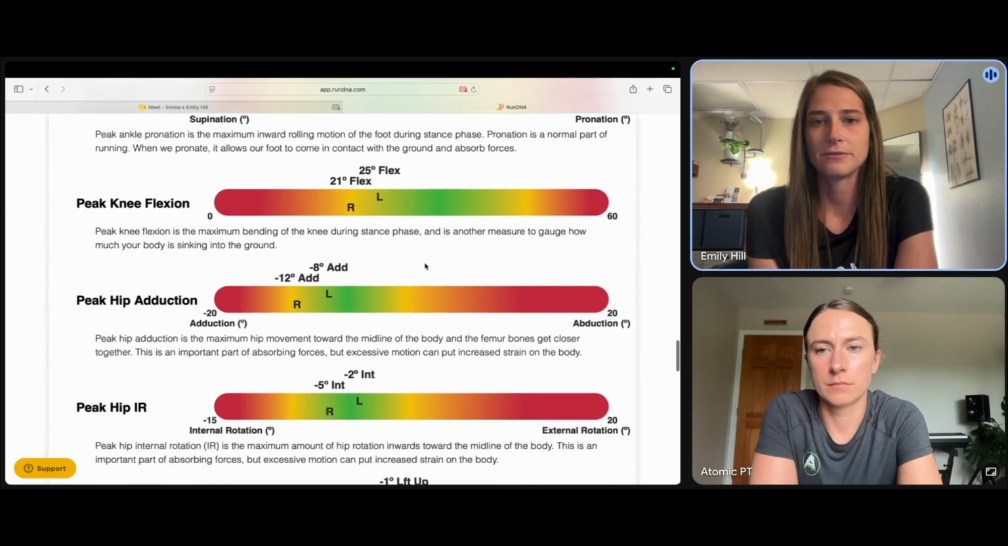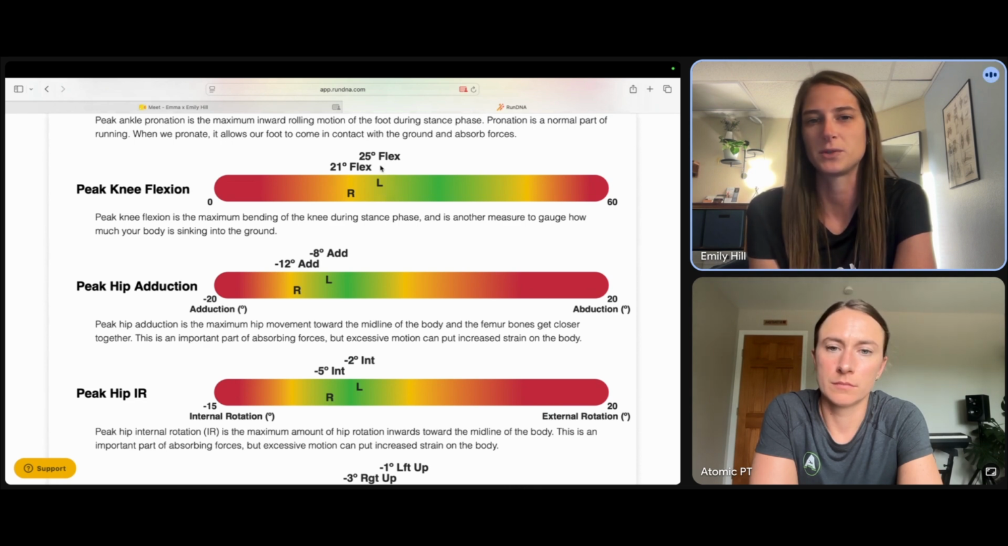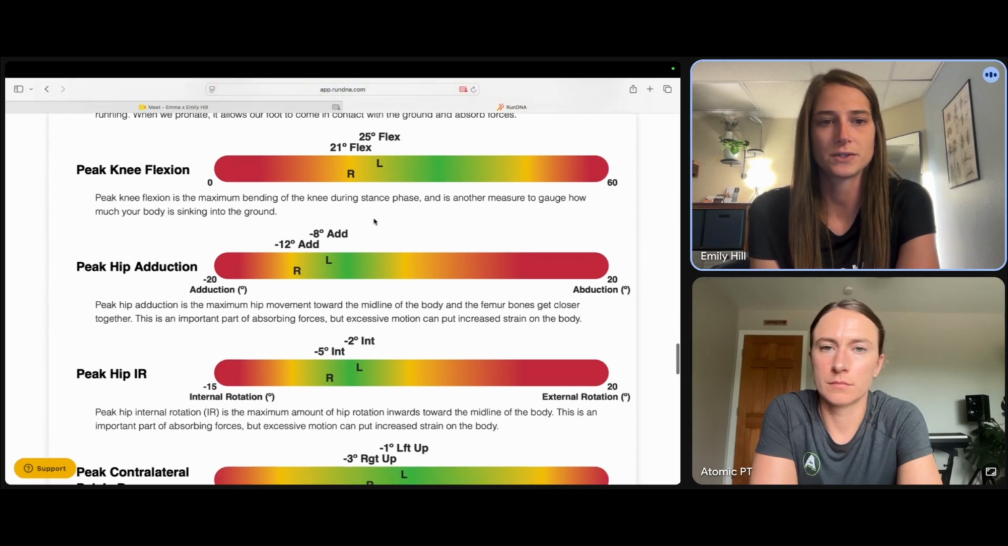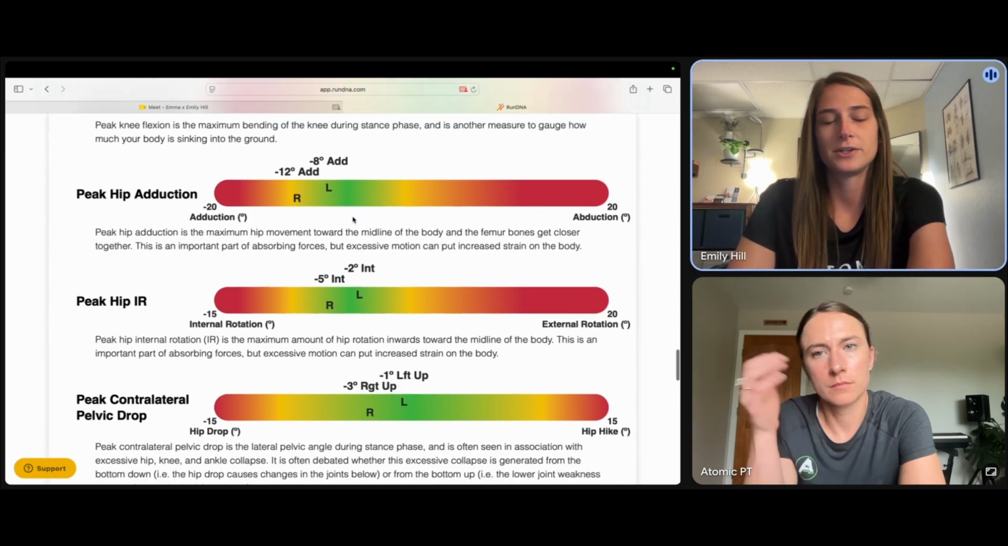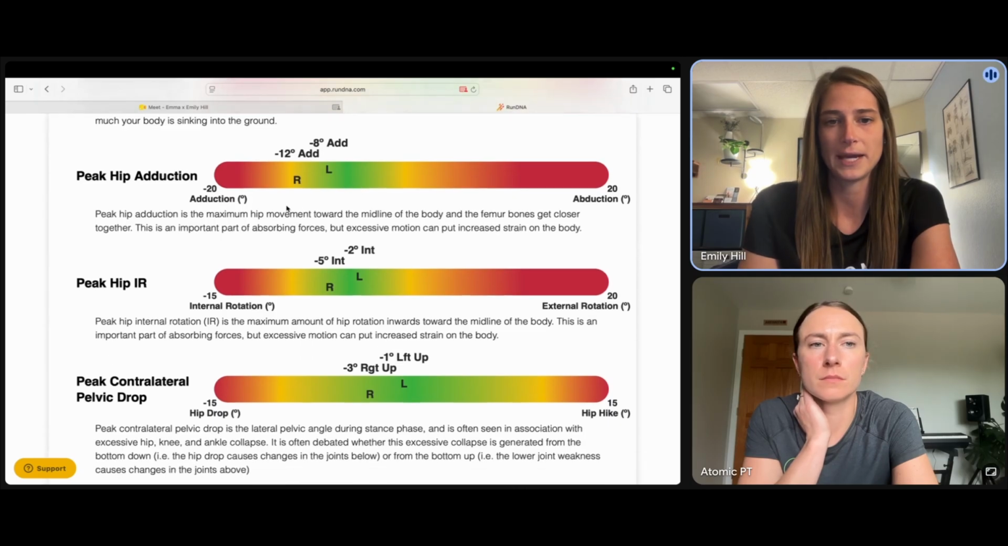Okay, and then we have peak knee flexion. She has a little bit lower numbers for flexion. Ideally, we want it to be between 25 to 40 degrees, but nothing we're too concerned about there. Knowing that she was also categorized as a collapsing runner, we're going to pay attention to what is going on at her hips and her pelvis.